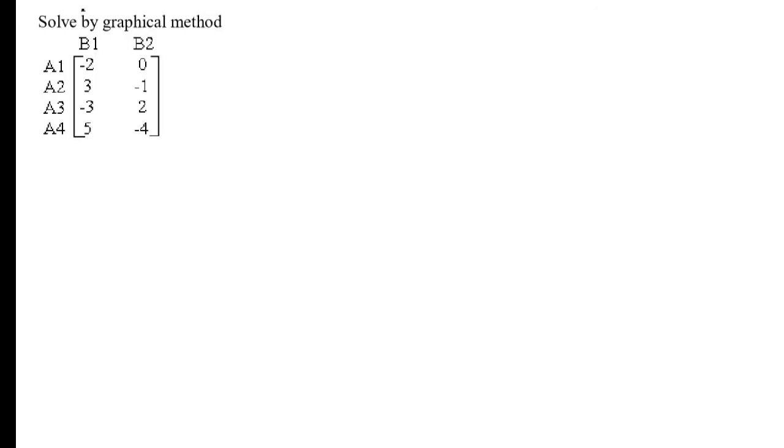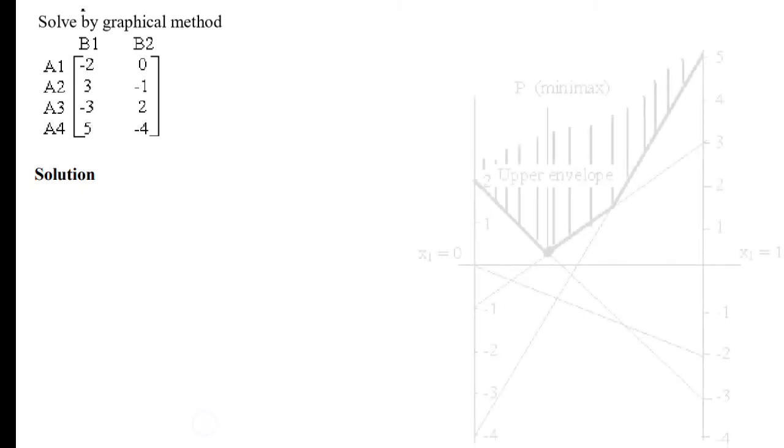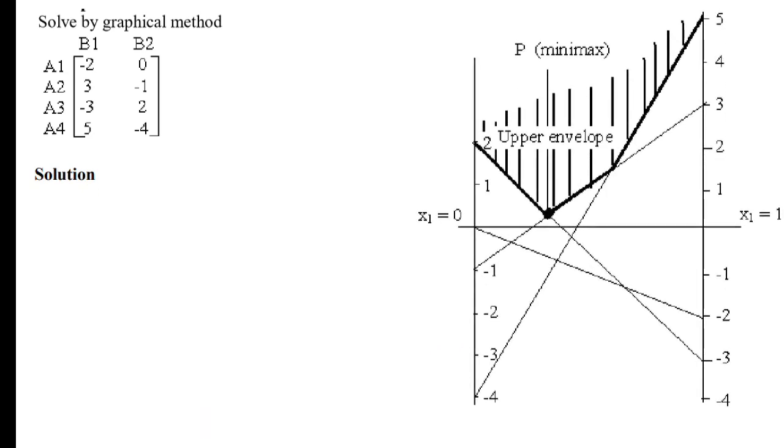Now we will consider 2 columns, any number of rows. Here A1, A2, A3, A4, B1, B2 are given. We need to draw the graph. So for the solution, the graph will be followed. x1 on the right side, x1 equal to 0 on the left side. So the upper part of the lower envelope, that is A1. First one, minus 2, 0. Minus 2 will be considered on the right side.